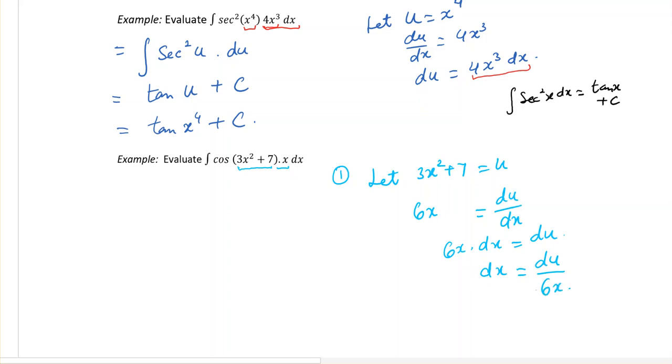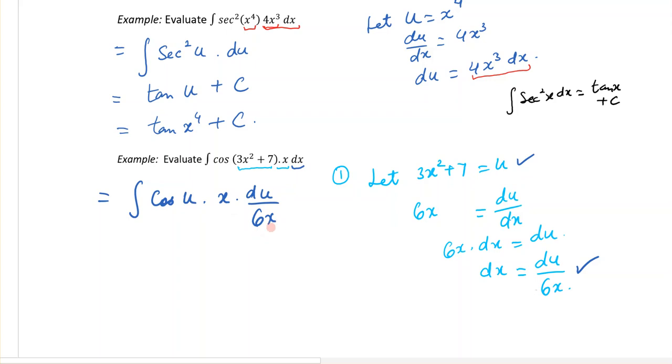And when I try to plug in all these values in my given integral, what we get here is integral of cosine of u, and then let's keep x as it is, and in place of dx we write du over 6x. So we plugged in this value and we plugged in this value. And at this point we notice that still we have some x's here. So we cannot proceed. Still we have a combination of x and u.